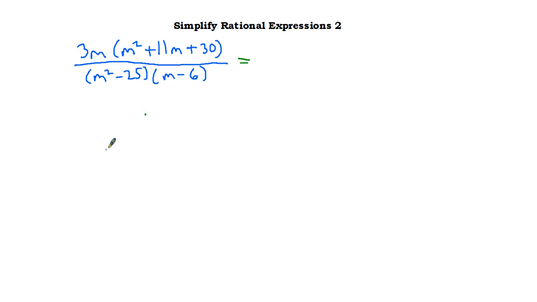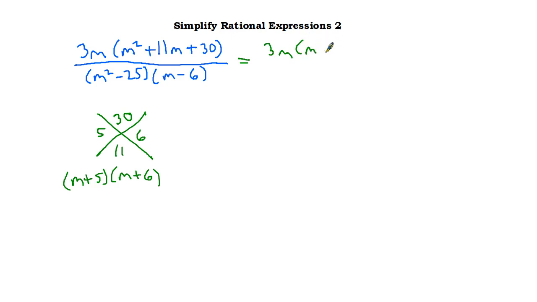So first thing we'll do is we will factor this m squared plus 11m plus 30. So we get 30 here and 11 here and 5 and 6. And that'll give us this. Oops, not x. It'll be 6m plus 5, m plus 6. Let's go ahead and rewrite all this up here.